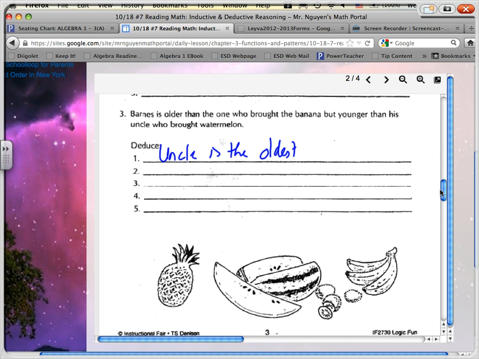Barnes is the boy. Barnes is a boy. Okay, good. How do you know that? It doesn't say it's a boy. Oh yeah, it says his uncle. He's a real boy. Okay, yes. He's the second oldest. What else? He did not bring anything. He didn't bring anything. Okay. Carrie didn't bring. Barnes didn't bring anything.